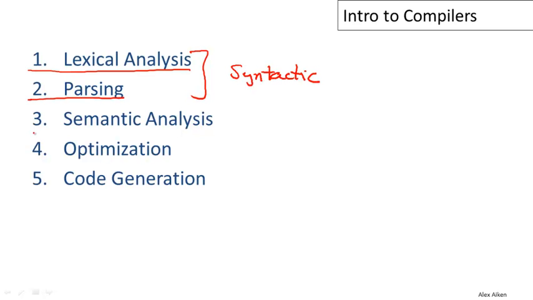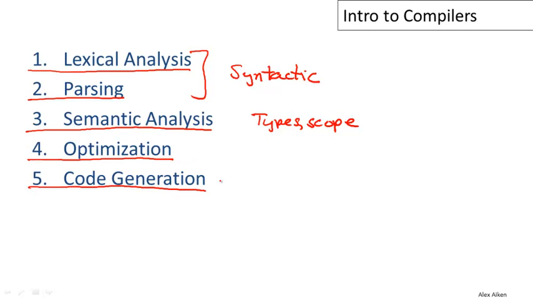semantic analysis, which of course takes care of more semantic aspects, things like types and scope rules; optimization, which is a collection of transformations on the program to either make it run faster or use less memory; and finally, code generation, which actually does the translation to another language. And depending on our goals, that translation might be to machine code, it might be to a bytecode for a virtual machine, or it might even be to another high-level programming language.